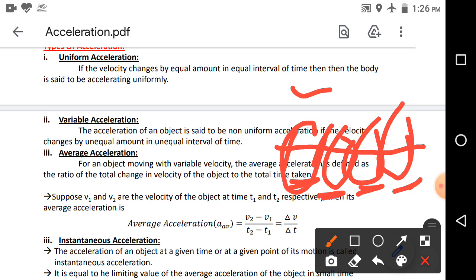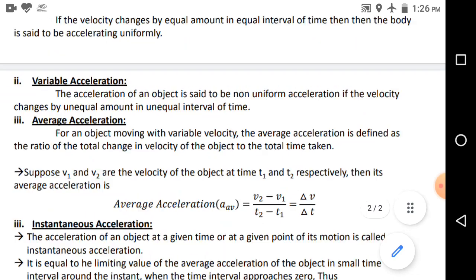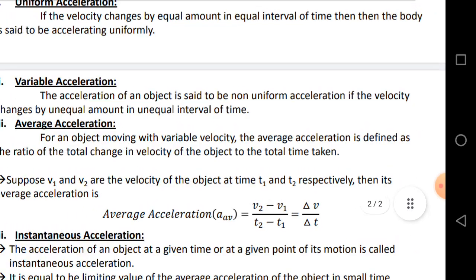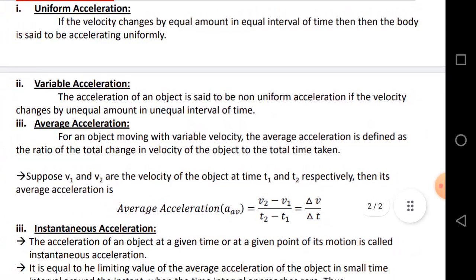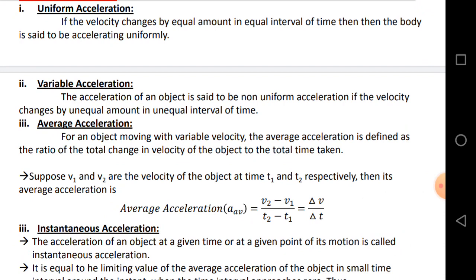Then variable acceleration. The acceleration of an object is said to be non-uniform acceleration if the velocity changes by unequal amounts in unequal intervals of time.